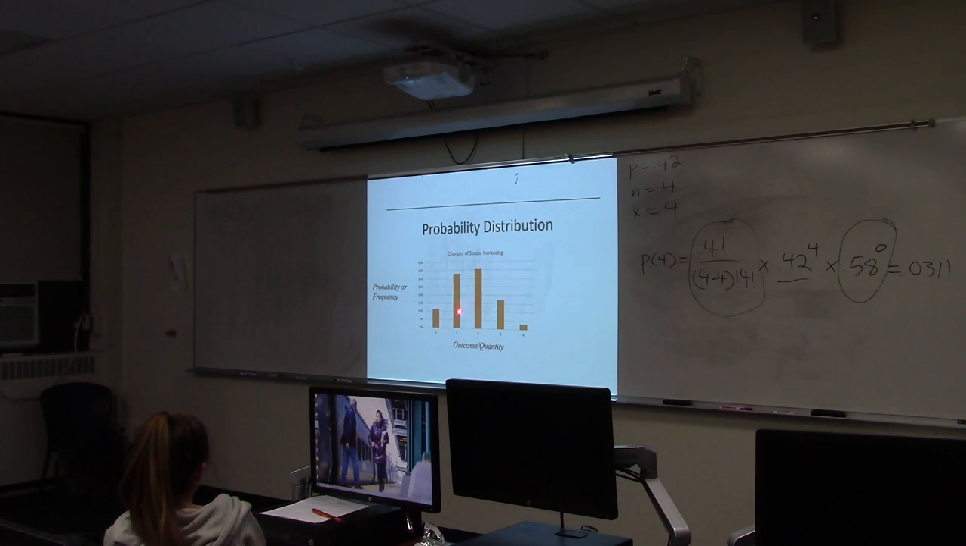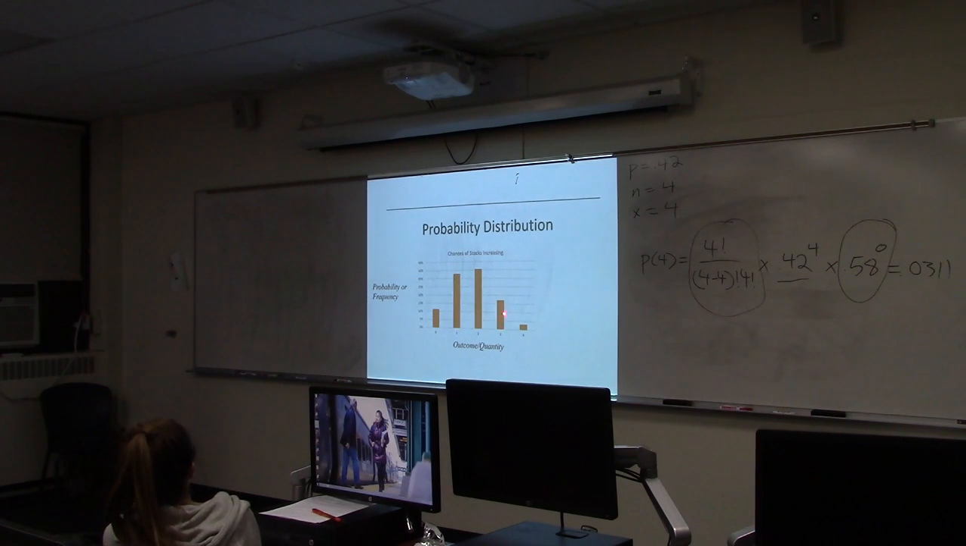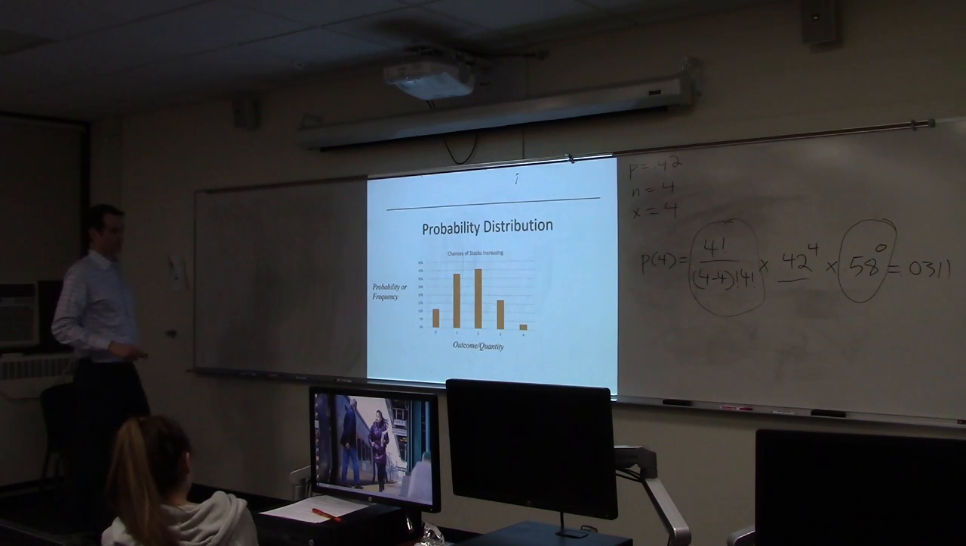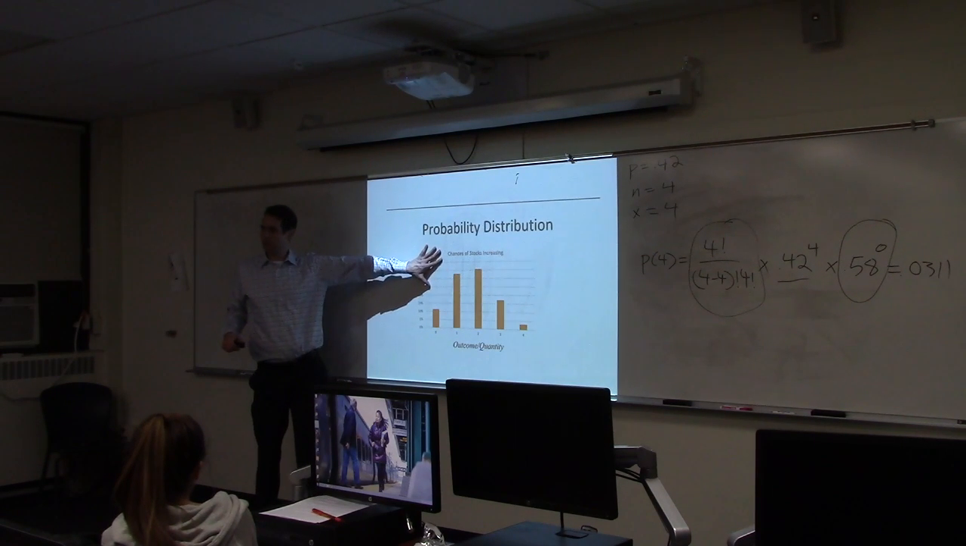All right, and how about 1? What's the probability of 1 stock advancing? 32. Yeah, 32. So we've got 11, 32, 36. The probability of getting 3 winners is about 17%, and we calculated the probability of 4 at 3.11%. So I just want you to be comfortable with this.